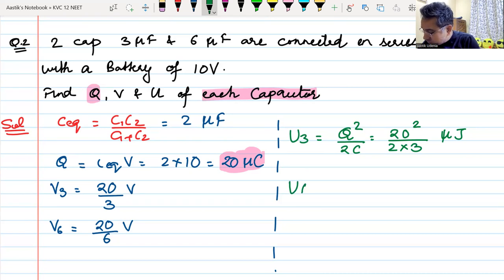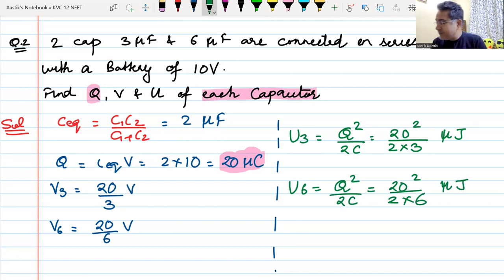Similarly, to find the energy stored in the 6 microfarad capacitor, what will I do? Again, I will use the formula Q square by 2C. Q is 20 square divided by 2 into capacitance, which is 6. And the answer I will get will be in microjoules.